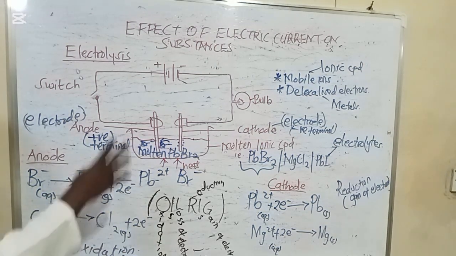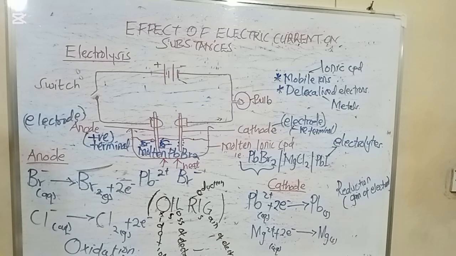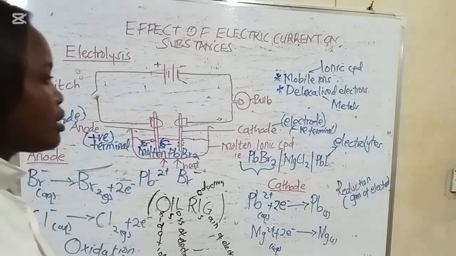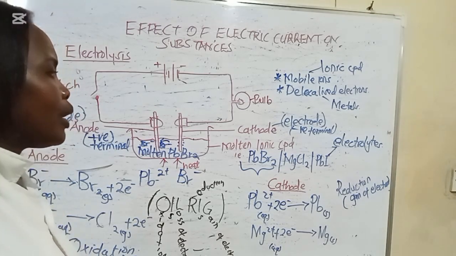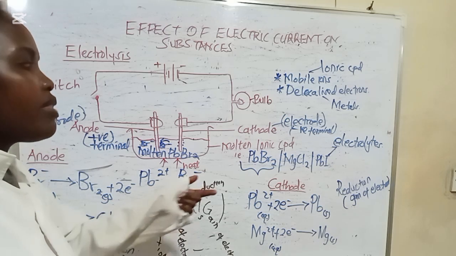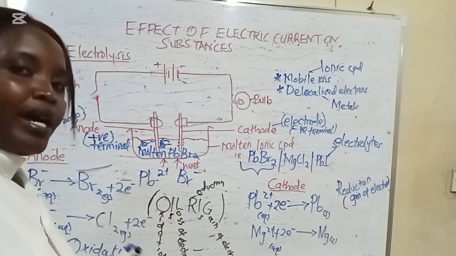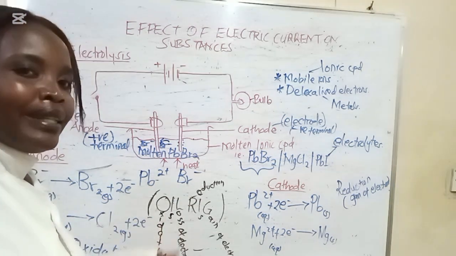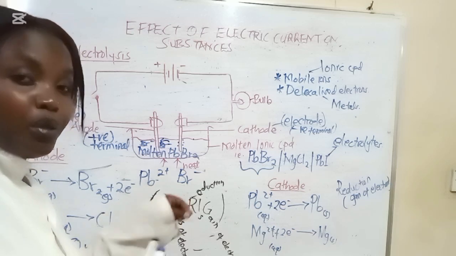So that is the whole process of electrolysis, and I hope you have understood what happens during the process of electrolysis. The most important thing you need to know is the movement of your ions, where your ions are going to move, and you're going to be guided by knowing the charge of your respective ions.